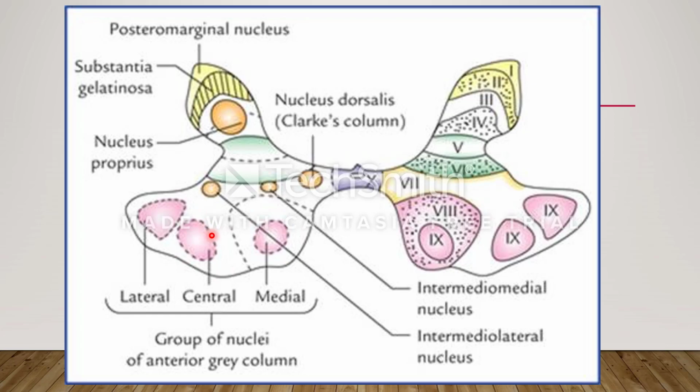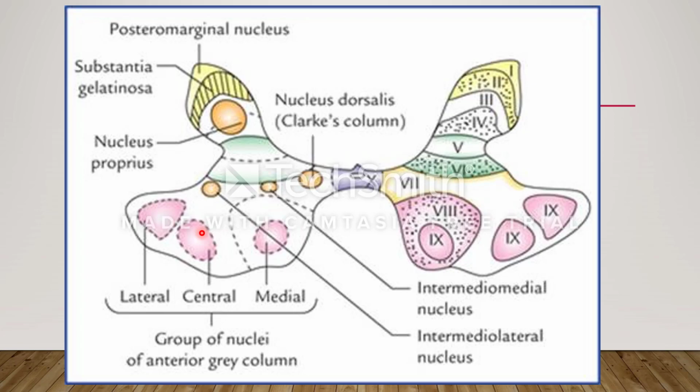In the central group, we have three nuclei which we have to remember. Number one is the phrenic nucleus, which will be present in C3, C4 and C5 only, and it is for the innervation of the diaphragm. Number two is the accessory nucleus. The accessory nucleus will be present in C1, C2, C3, 4 and 5, and it will form the spinal root of the accessory nerve, which is the 11th cranial nerve, and it will supply two muscles which are sternocleidomastoid and the trapezius muscle.